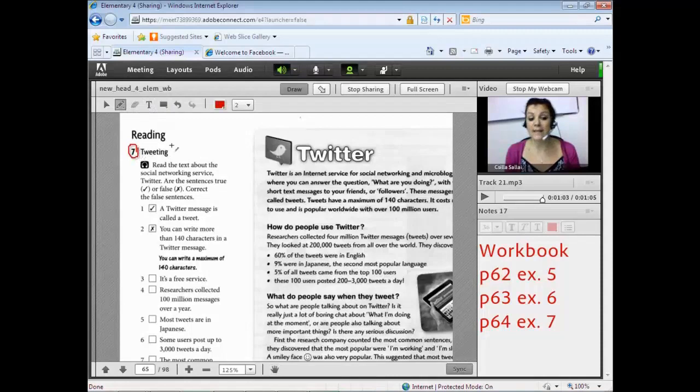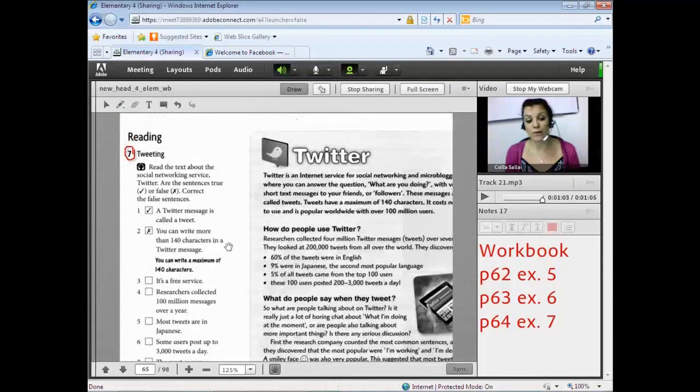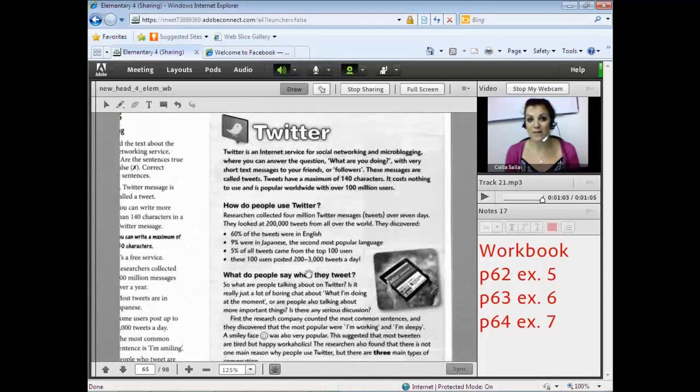Read the text about the social networking service called Twitter. The task is to decide whether these 10 sentences here are true or false about this text. So task number 1 is obviously going to be to read the text. Read the text carefully and please don't worry about the new words, because I'm sure you are going to find some new words, but try to find out the answer just from the context, okay?